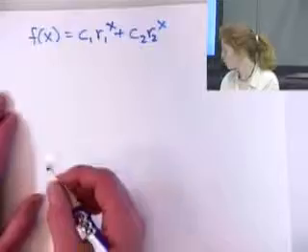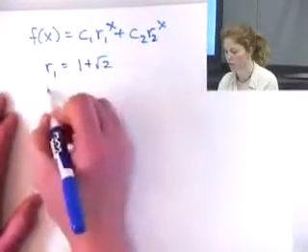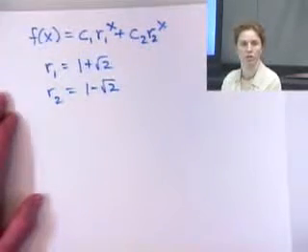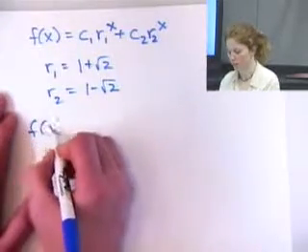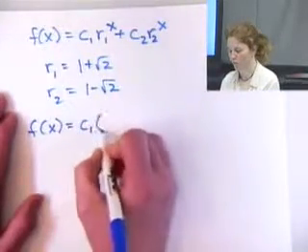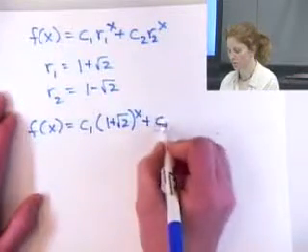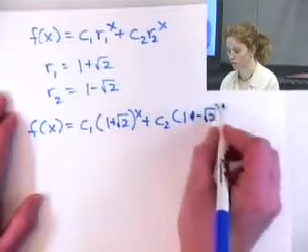Okay, so we said that one of our roots is r1, we'll just say is 1 plus the square root of 2, and r2 is 1 minus the square root of 2. So if I plug that into my formula, then f of x is equal to c1 times 1 plus the square root of 2 to the x, plus c2 times 1 minus the square root of 2 to the x.